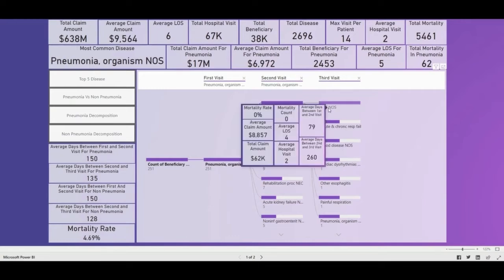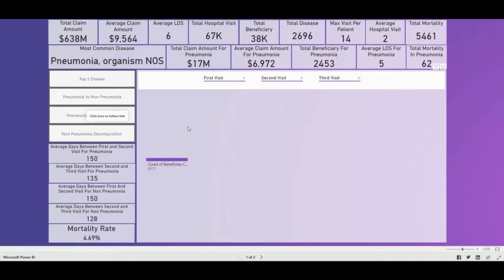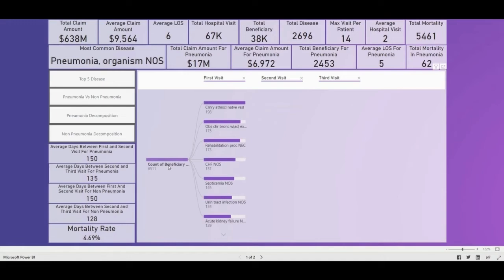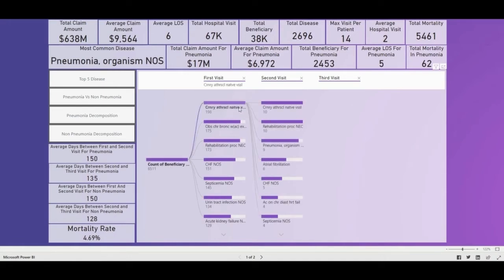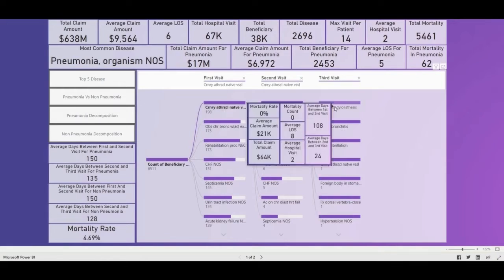Now, similar to this, we have non-pneumonia decomposition. Here we have the patient who have done a total of 3 visits and does not have pneumonia on its first visit. Like on its first visit, we have this disease. On the second, we have this. And on the third, we have this. And here are the important KPIs with respect to these diseases.